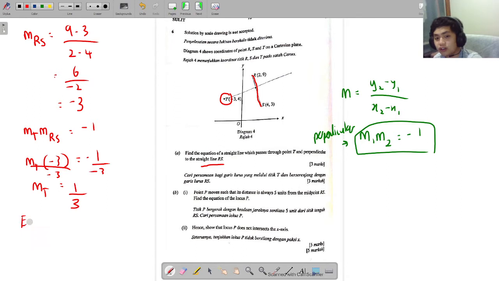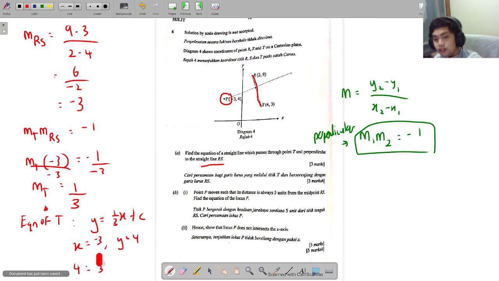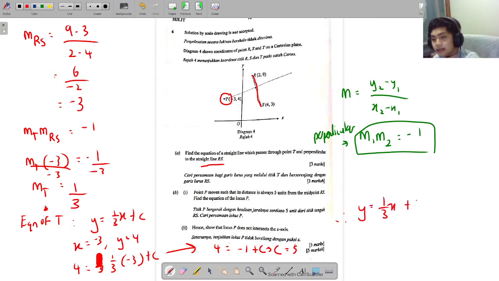So the equation of T, or line of, I would say T, to make it simple, is y equals 1/3 x plus c. So I can sub in the value for x, which is -3, and y, which is 4, from T. So 4 equals 1/3, oh dear, 1/3 times -3 plus c. So 4 equals -1 plus c, and c equals 5. Therefore, my equation will be y equals 1/3 x plus 5. So this is my answer for A.